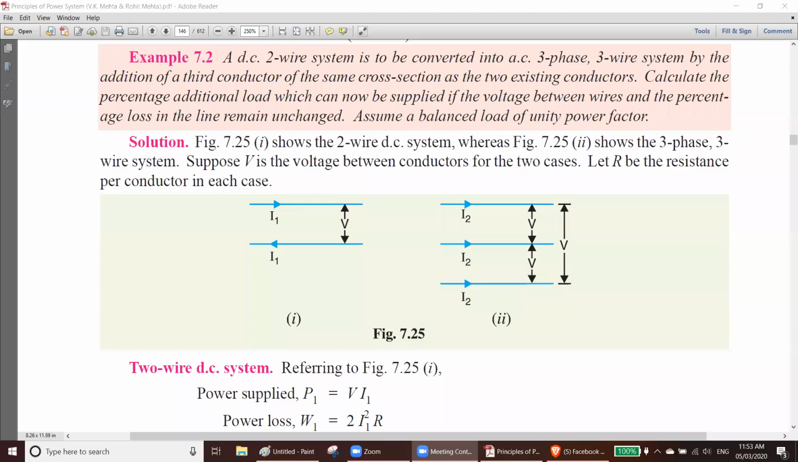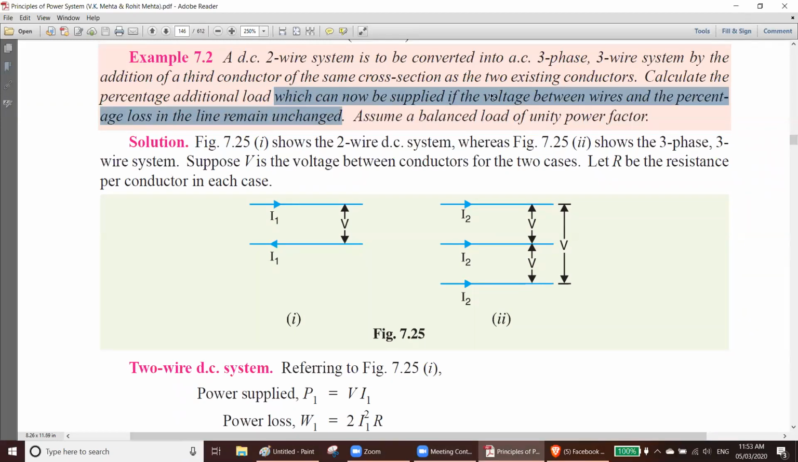Screen share. Okay. So here a two-wire DC system is to be converted into a three-phase AC system by adding an additional third conductor of the same cross section. That means same width, same length, same cross-sectional area as the two existing conductors. Calculate the percentage additional load which can now be supplied if the voltage between the wires and the percentage loss in the line remains same.